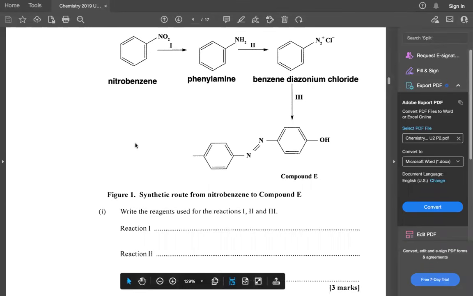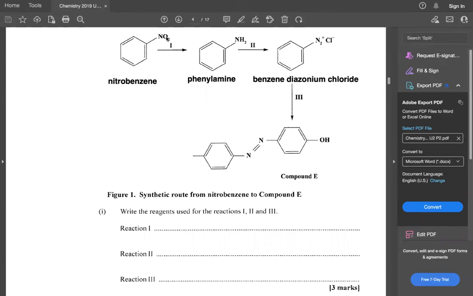All right. So again, for reaction 1, we're going from nitrobenzene to phenylamine, right? So in essence, what we're doing is we're reducing these 2 oxygens to hydrogens, right? And in order to do that, the reagents that we need are tin. So I'll just write the symbol of tin. So we're going to need tin and concentrated HCl to do that transition, right? So to reduce that nitrobenzene to phenylamine, we need tin and concentrated HCl.